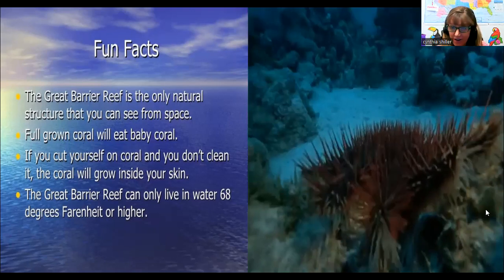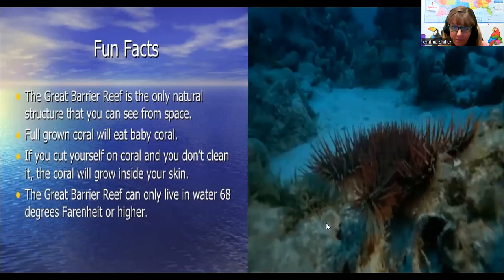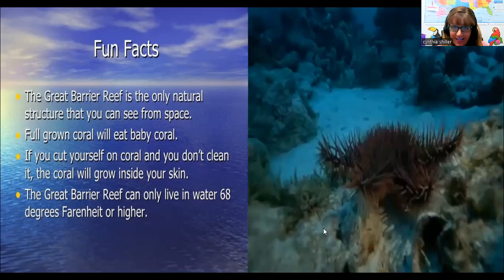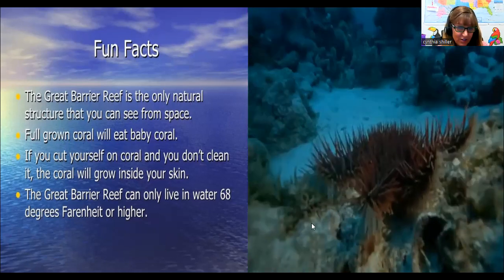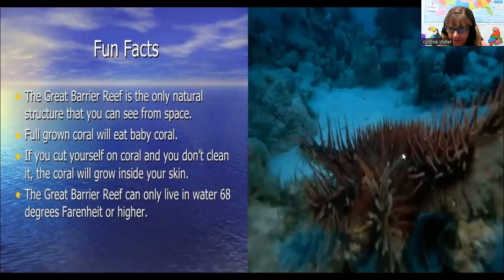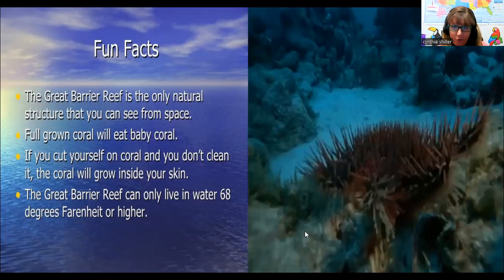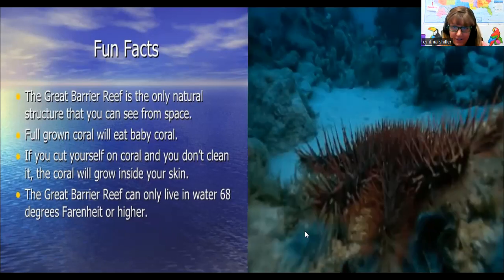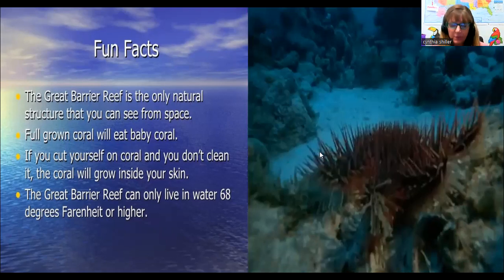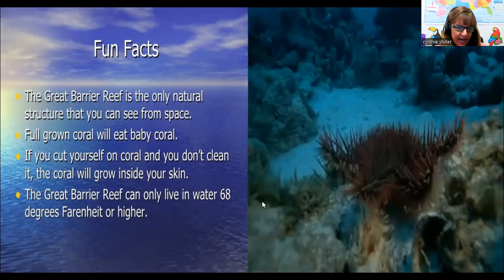But we got to watch out if we cut ourselves on coral and we don't clean out our boo-boos, the coral can grow inside our skin. So we got to make sure we take those living creatures out. So this crown of thorns starfish that's crawling all over the Great Barrier Reef, he is responsible for 45% of the destruction. And we got to make sure that this is a safe area. So all the creatures that live down there have a safe habitat.